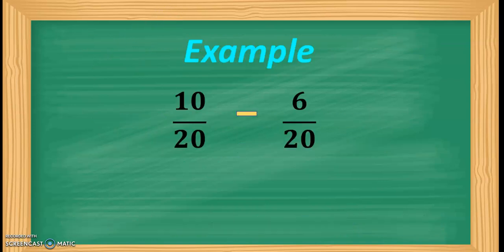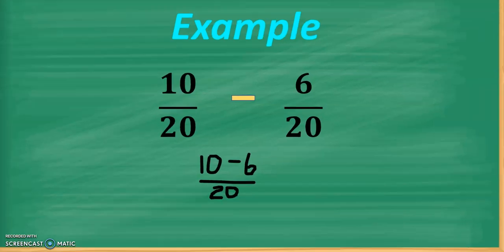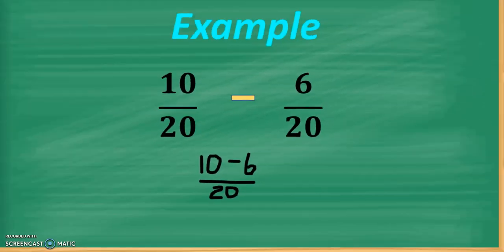Now let's try the example here. We have 10 over 20 subtracting 6 over 20. The first thing we're going to do is subtract the numerators, and we're going to put it over the 20, since the fractions here are like fractions, they both have the same denominators. Now when I subtract 6 from 10, it will give me 4.